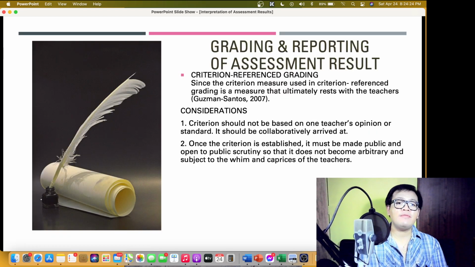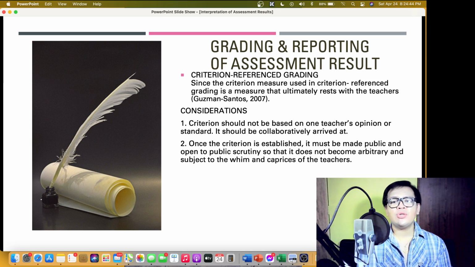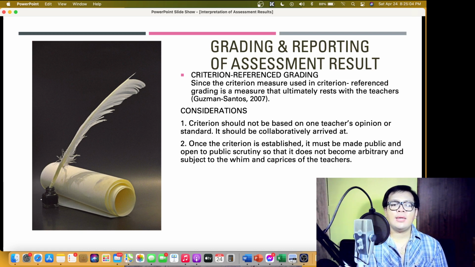Grading and reporting of assessment based on criterion-referenced grading. Guzman and Santos of 2017 emphasized that since the criterion measure used in criterion-referenced grading ultimately rests with the teachers, there are also considerations we have to consider. First, the criterion should not be based on one teacher's opinion or standards. It should be collaboratively arrived at, meaning it shouldn't be biased. Once the criterion is established, it must be made public and open to public scrutiny, so that it does not become arbitrary and subject to the whims and caprices of the teacher.